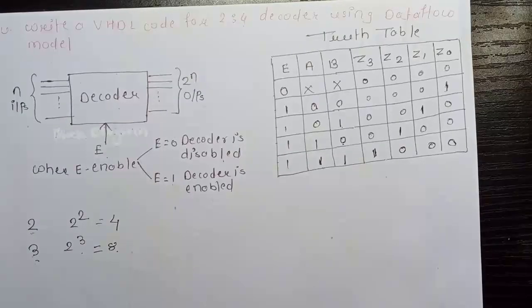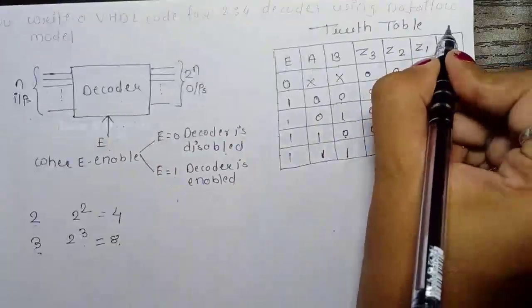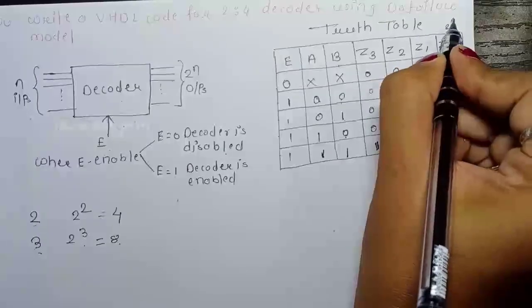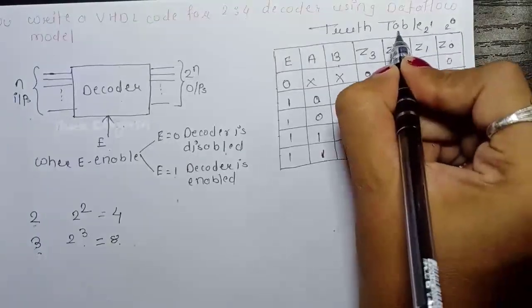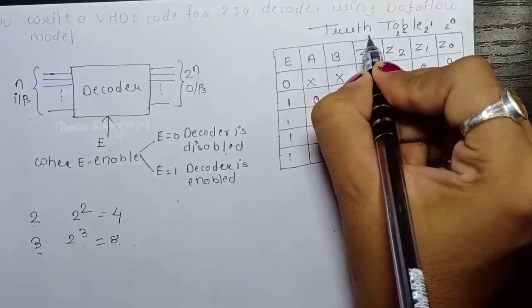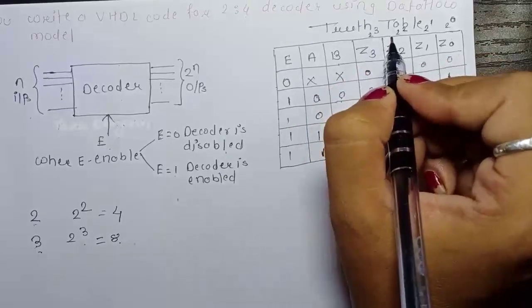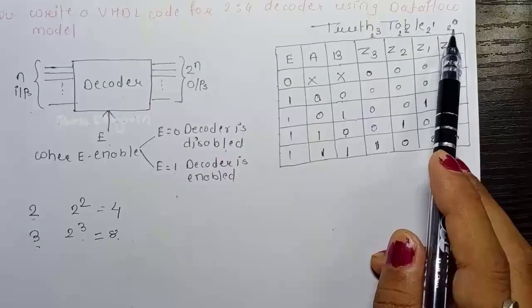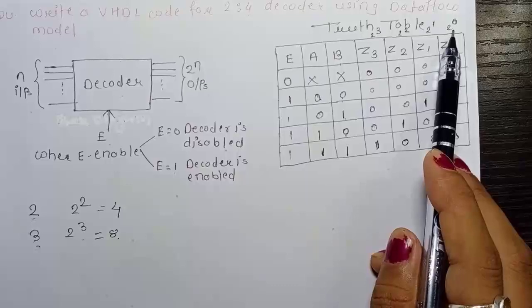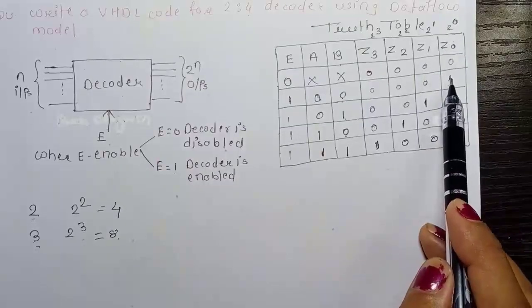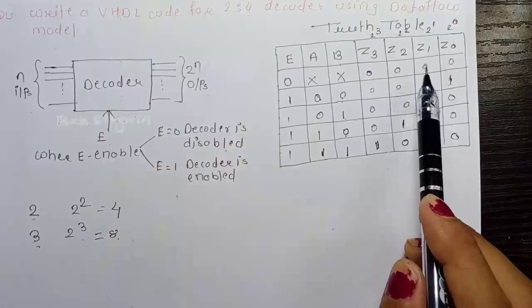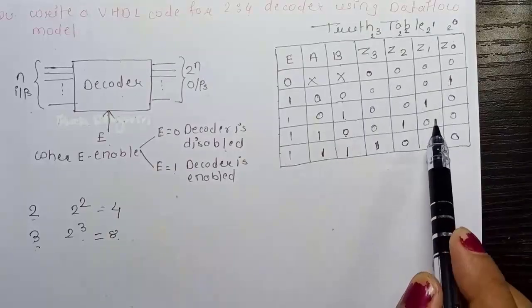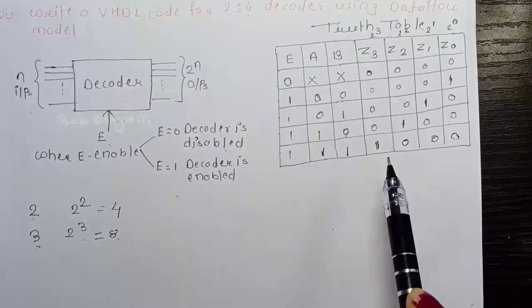Okay, so as I told you, input is related to output as 2 raised to the power n. Here n value is 0, here 1, here 2, and here 3. So if n is equal to 0, it will decode 2 raised to the power 0. That's why I place here 1, that is Z0 is 1. So this is the theory behind why we are putting 1 here in decoder.